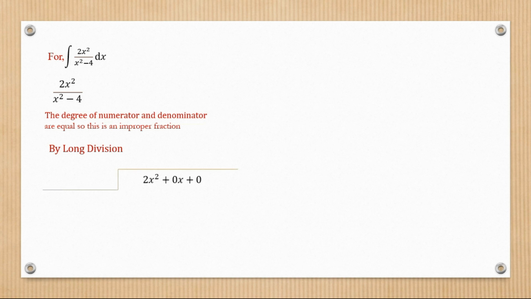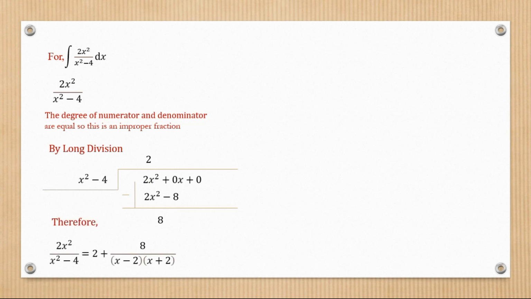So we have 2x² + 0x + 0, and we divide it by x² − 4. As you can see, 2x² divided by x² is 2. So 2 times (x² − 4) is 2x² − 8. Subtract that, and we'll have a remainder of positive 8, because 0 minus negative 8 is like 0 plus 8, which is 8. Then the rest just cancel. Therefore, our mixed fraction shall be equal to 2 + 8 over (x − 2)(x + 2).